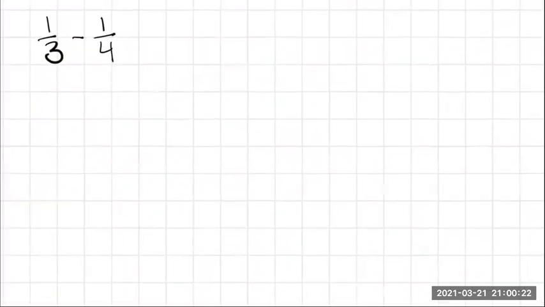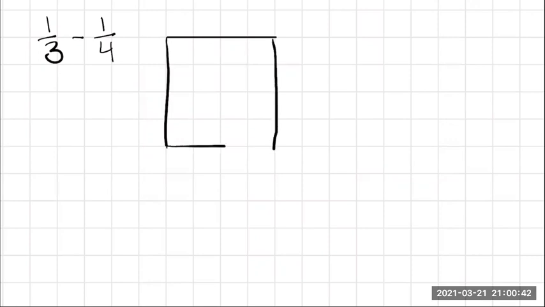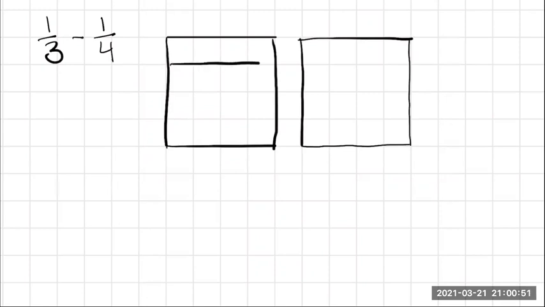Okay, so we're going to start with 1/3 and 1/4. And we know that when we are subtracting units that are unrelated, we have to use an area model. So we're going to draw our 2 area models. One needs to be divided horizontally, and one needs to be divided vertically.